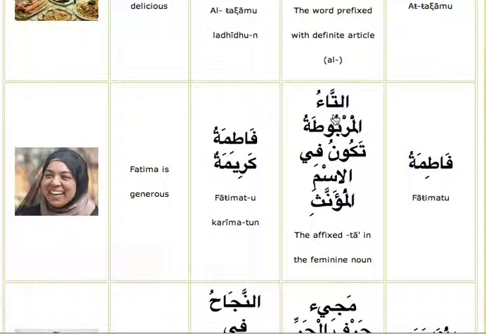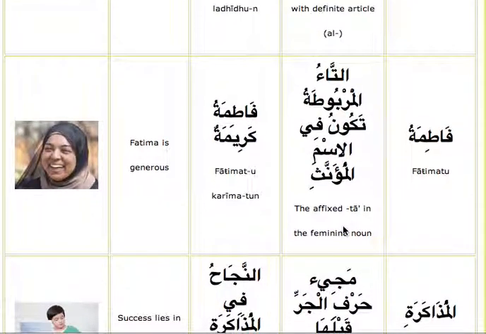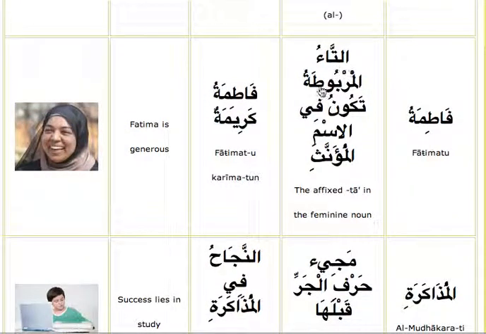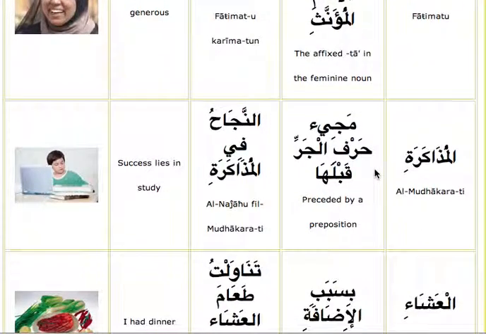فاطمة. التاء المربوطة تكون في الاسم المؤنث. فاطمة كريمة. Okay, التاء المربوطة تكون في الاسم المؤنث. So what this is saying is the ta marbuta is at the end of feminine names.